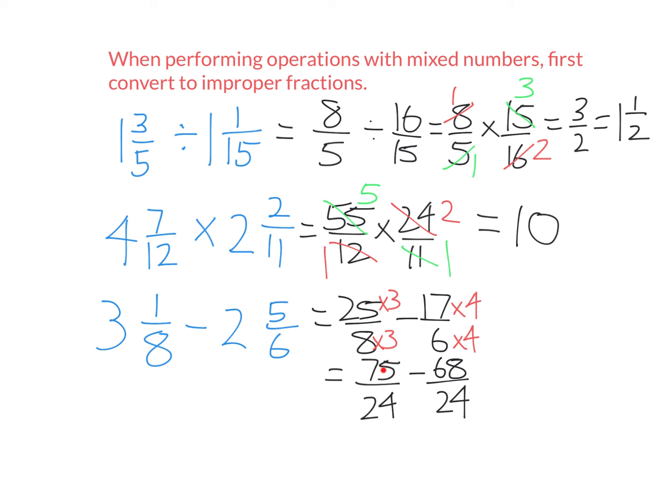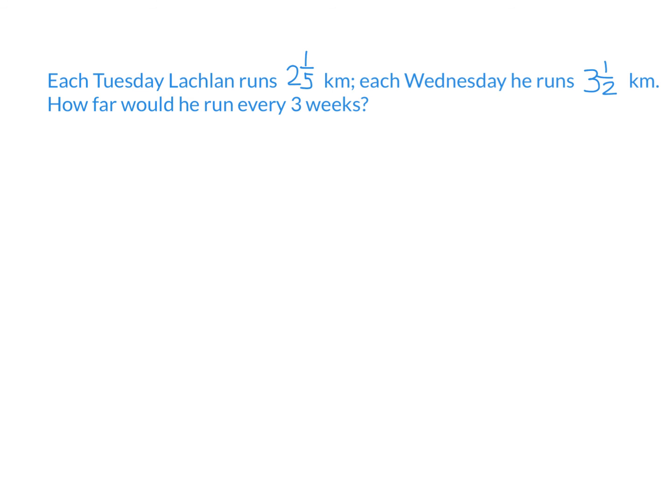So now I only subtract the numerators, so 75 minus 68 is 7, and I keep the same denominator, 7 over 24. So sometimes when you perform operations with mixed numbers, you get a proper fraction as the answer. All right, let's just do one worded problem now.